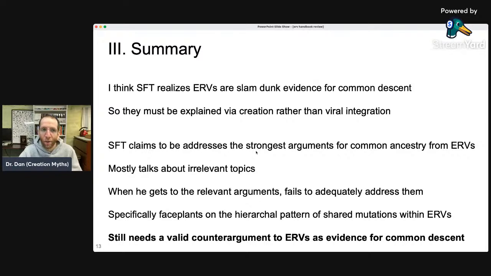Just does not have a model, a hypothesis, any idea, a coherent idea that jibes with the evidence, that does a better job of explaining this than common ancestry and isn't directly contradicted by the evidence that we see there. Okay, that's what we need. So that is my review of the Endogenous Retrovirus Handbook by Donny B, aka Standing for Truth.